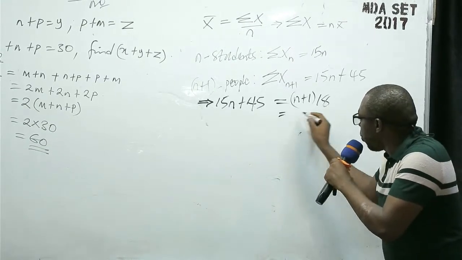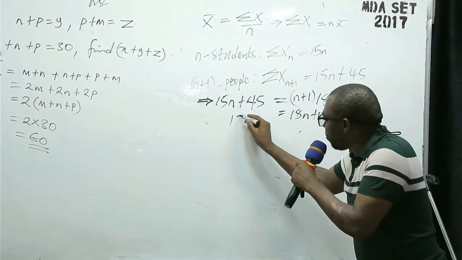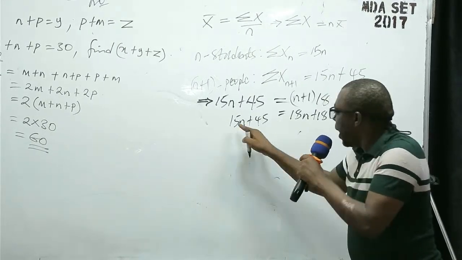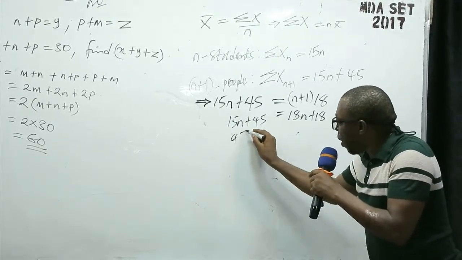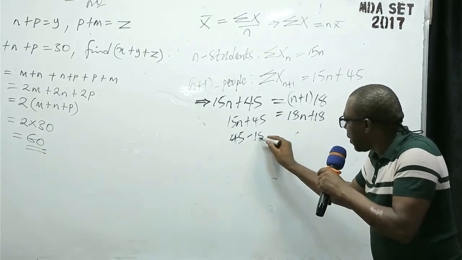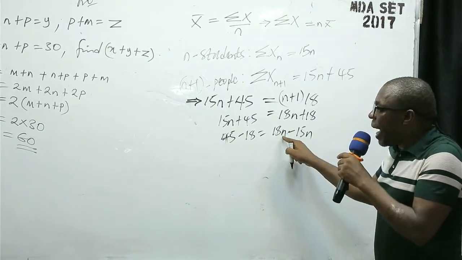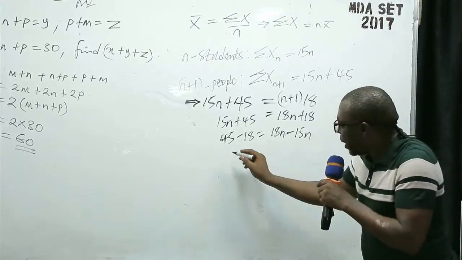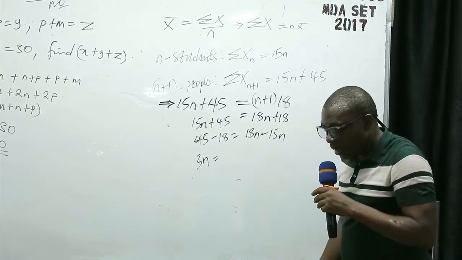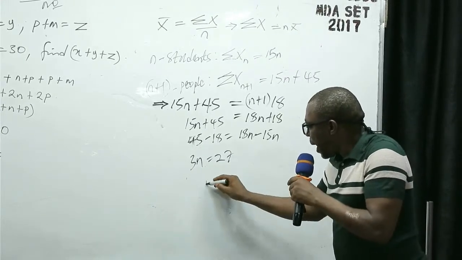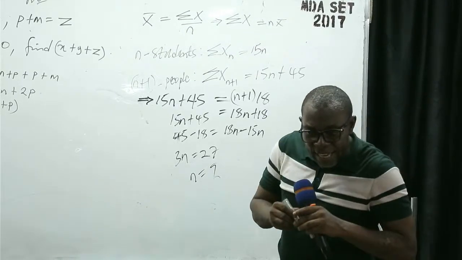All right, let's open. Who is this man? Plus who? This is 15n plus how much? 15n will meet the elder brother. 18 will come here. 45 minus what? To give us what? 18n minus 15n. 18n minus 15n is what? 3n. 45 minus 18 is 27. N becomes how much? So it means there were how many persons there? 9 students.